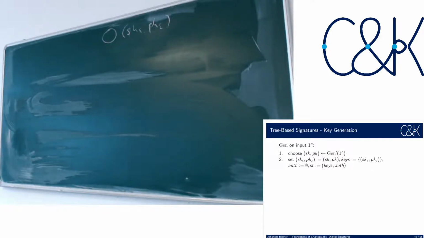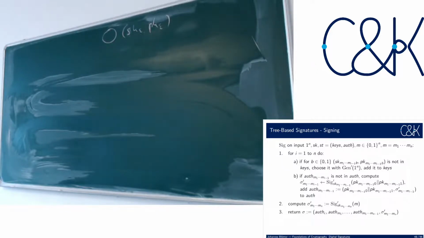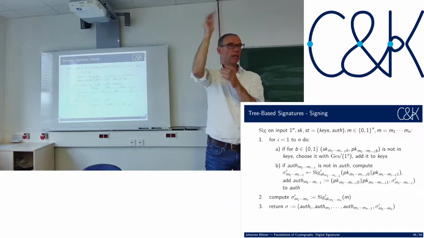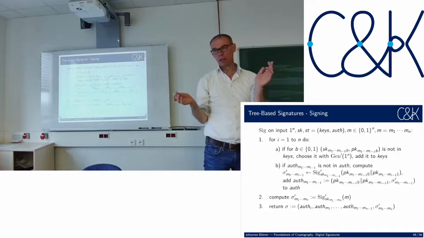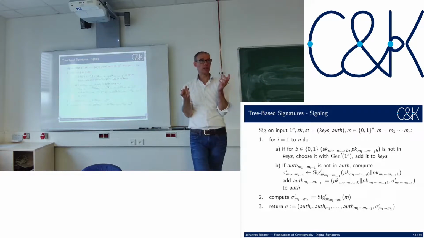Now, this is the signing algorithm. We build this tree-based thing. We will be able to sign, with security parameter n, 2 to the n many messages. If n is large, that's exponentially large, so we don't need to worry that we don't have enough space to sign all our messages.